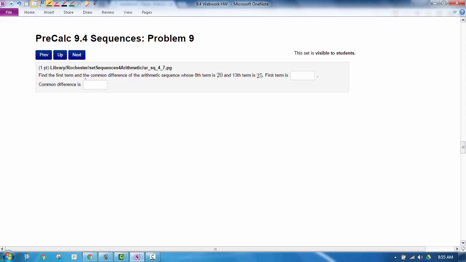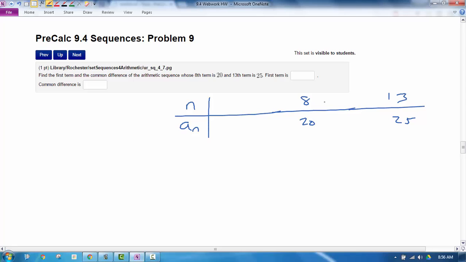Okay, the next problem says find the first term and the common difference of this arithmetic sequence, where it gives us the 8th term. So if this is your n, a sub n table, it gives us the 8th term down here, which is 20, and it also gives us the 13th term, which is 25. You can, if you want, 9, 10, 11, 12, you can just sort of count back, and you're going to find you're going by ones, 21, 22, 23, 24. There's different ways to do this.